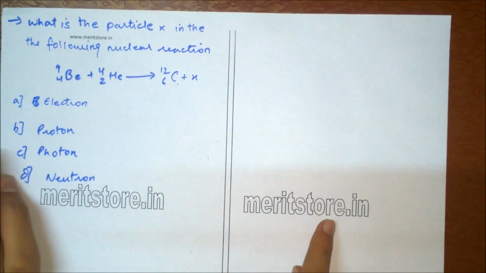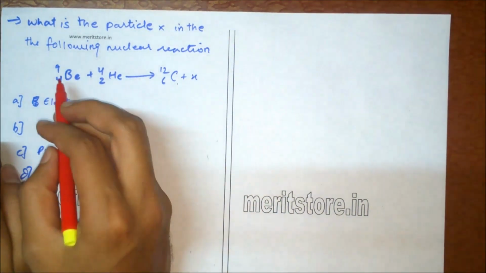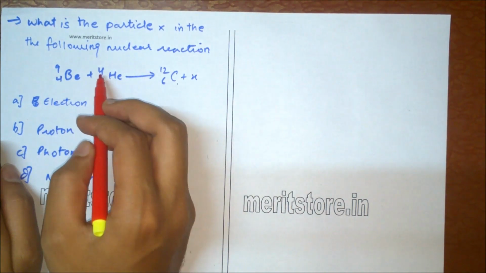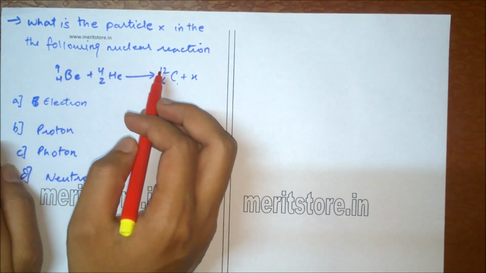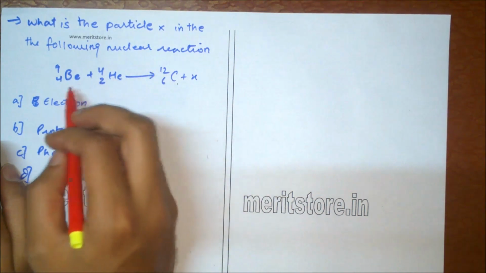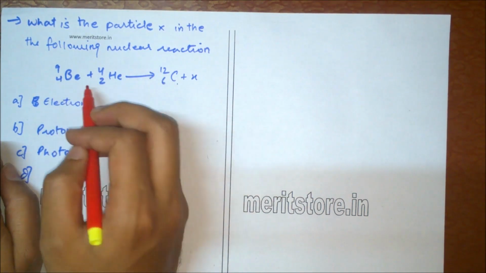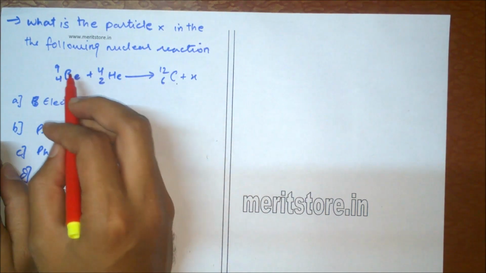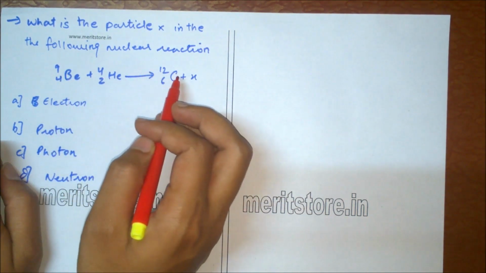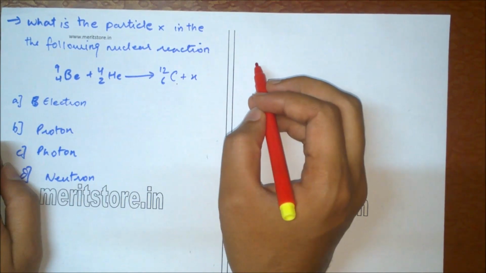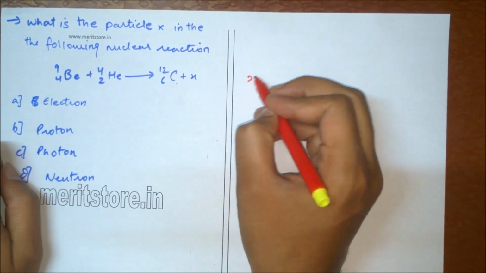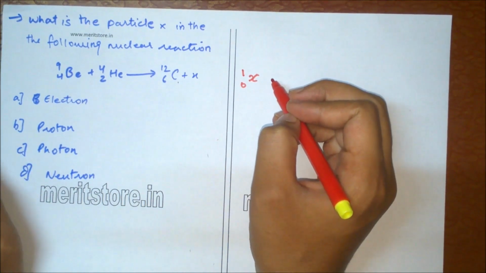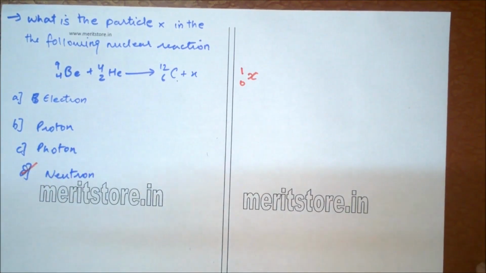So in the following reaction, beryllium has mass 9, helium has mass 4, the total is mass 13. So here atomic number is 6 and the total is 6. So there is no change in the number of protons, but here the number is different in atomic mass. So X will be 0, 1. So this is a neutron. Option D is the correct answer.